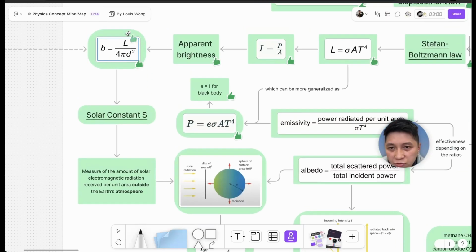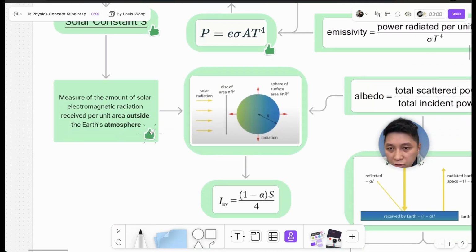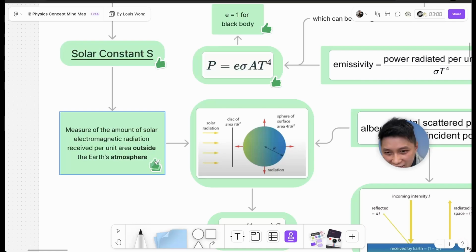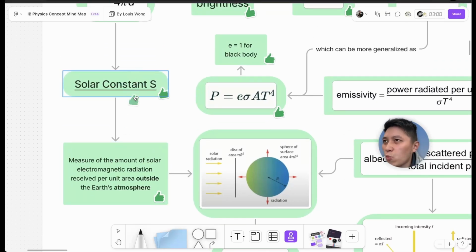Now, with this general brightness equation, we can come up with the solar constant, which is the measurement of the amount of solar EM radiation received per unit area. The most important thing is that it is defined as the intensity outside of the Earth's atmosphere. That means the atmosphere will have an effect on it. The number, about 1,400, you can find on the data booklet, by the way. You can use it.